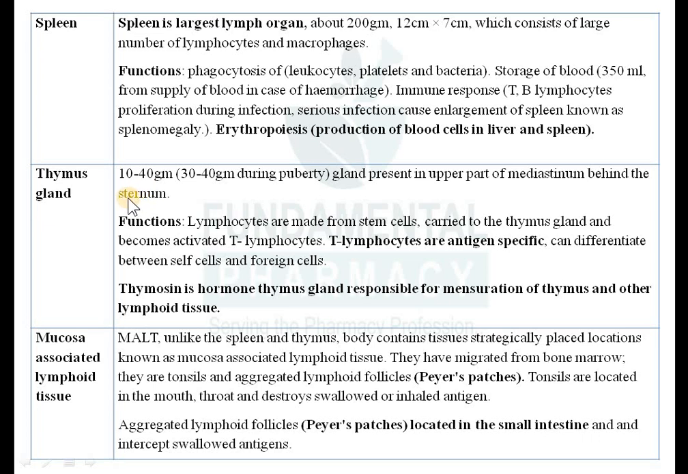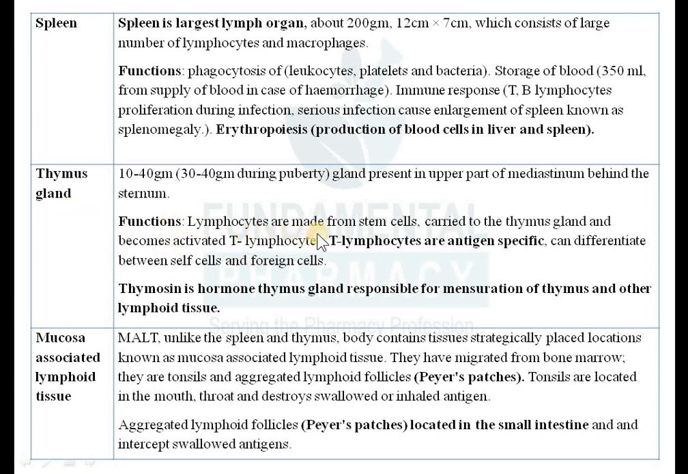जो छाती का जो हड्डी है आपका उसके पीछे ये thymus gland रहता है, and in puberty it might increase the size. So 10 to 40 or 30 to 40 gram in puberty, the gland is present in the upper mediastinum behind the sternum. Okay, so what is the function of this thymus gland?